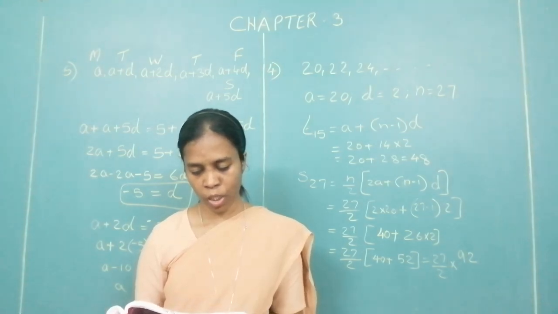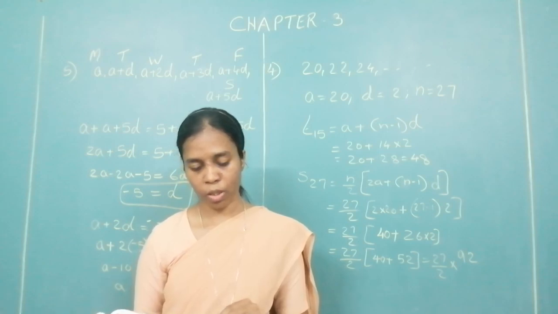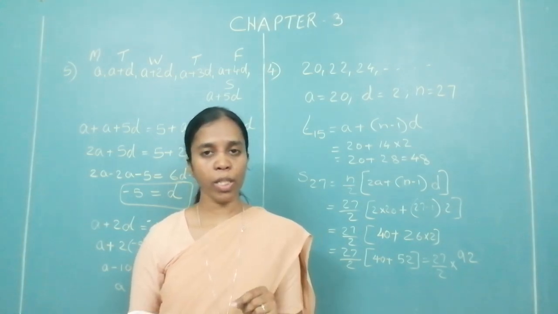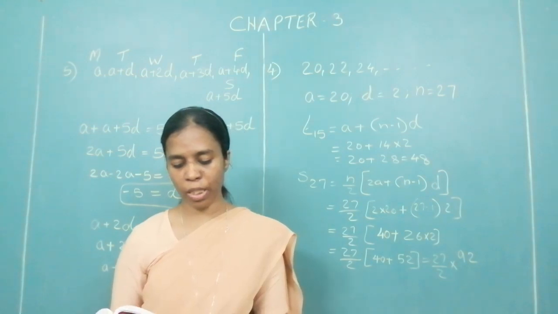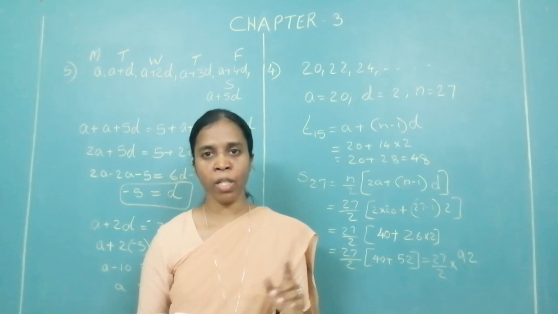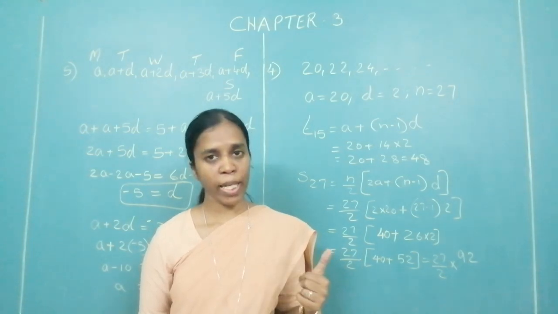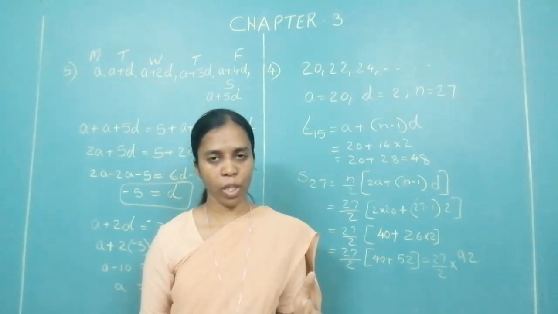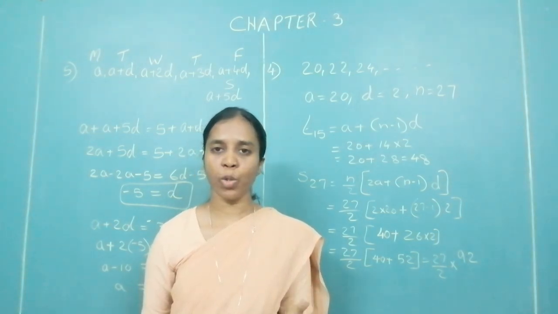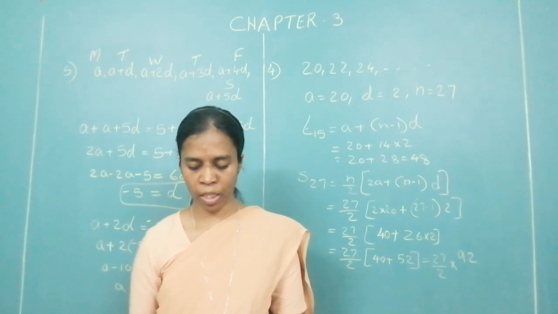Now what is asked of you? Total number of trees in the 25 rows. So what are you supposed to find out? S25. Altogether how many rows are there? That is what they said. To find the total number of trees in the 25 rows, means altogether there are 25 rows. Okay. What is your AP? 1, 2, 3 and goes on. So what is your A? A is 1, D is 1, N is 25, and what are you supposed to find out? S25. Write the formula, all the values are given to you, substitute it and you will get the answer.